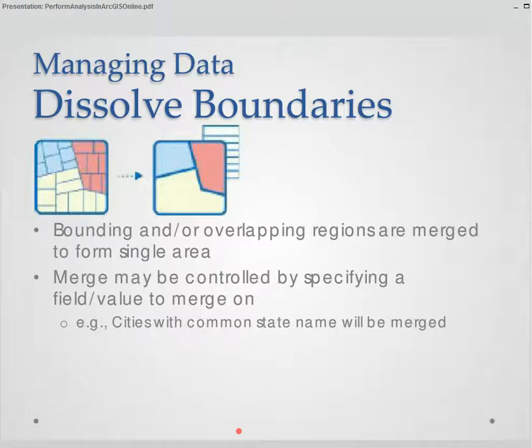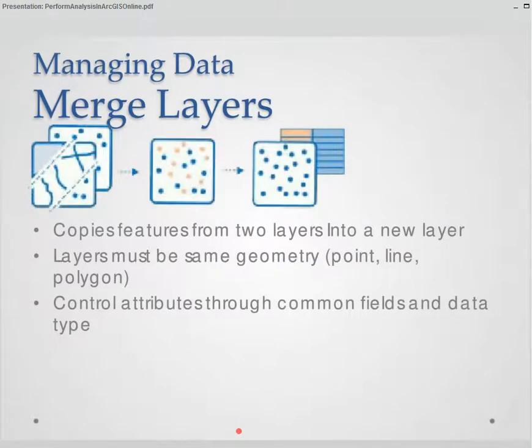So the second option for managing data is dissolving boundaries. In other words, say you want the state boundary, but all you have are county boundaries. If you have a field in that database, or if you add a field that has the state, in other words, each county has its state associated with it, you can dissolve on that field. And that way you can create state boundaries. So it's pretty handy. Anywhere where there's a common field.